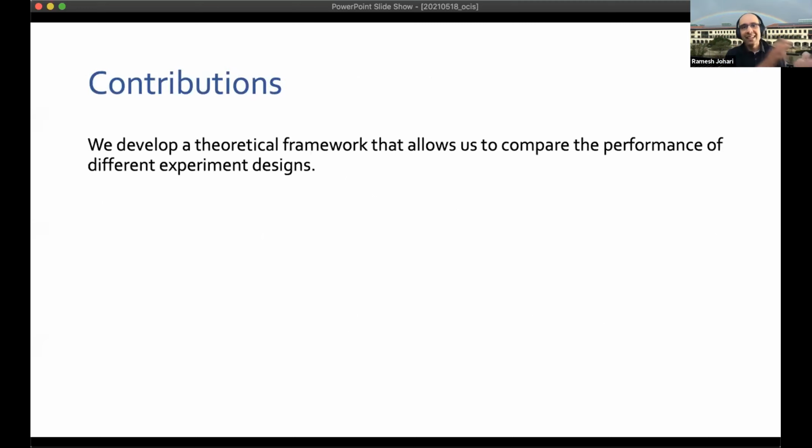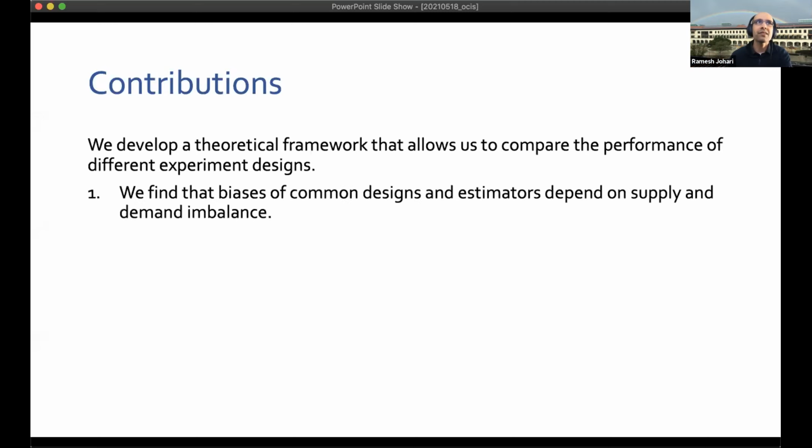First, I'd say our contribution is a substrate on which to even be able to study the performance of different experiment designs. That's this structural model that we develop, and I'll walk through that in a couple of slides. Now we use that model, and what we find is that there's a particular market metric that has a first-order impact on the biases of common designs and their associated estimators. And that is the supply-demand imbalance in the market.